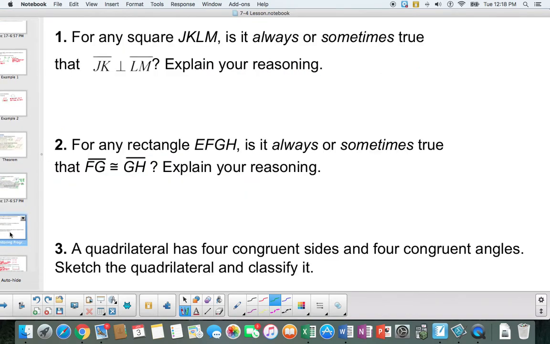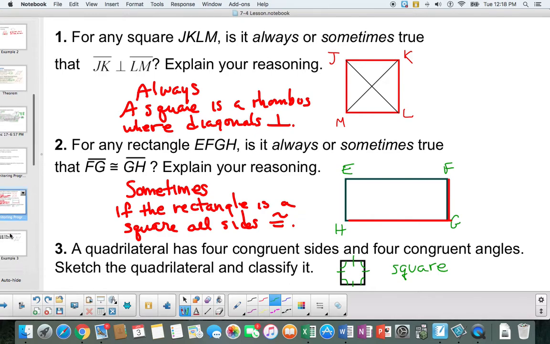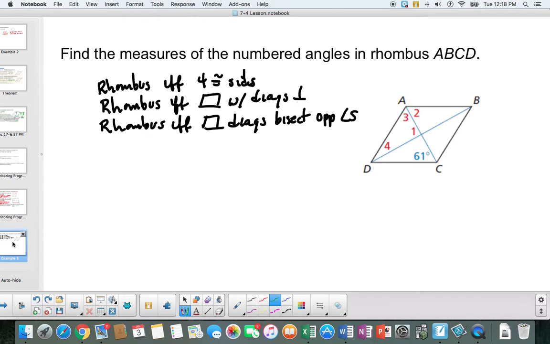Okay, your turn. And here are the answers. Take a look at what I've written. Stop the screencast if you need to look at it a little bit more. All right, we want to find the measures of these numbered angles, and I've listed everything I know about a rhombus. I know that it's a parallelogram. I know that it has 4 congruent sides. I know the diagonals are perpendicular and the diagonals bisect opposite angles.